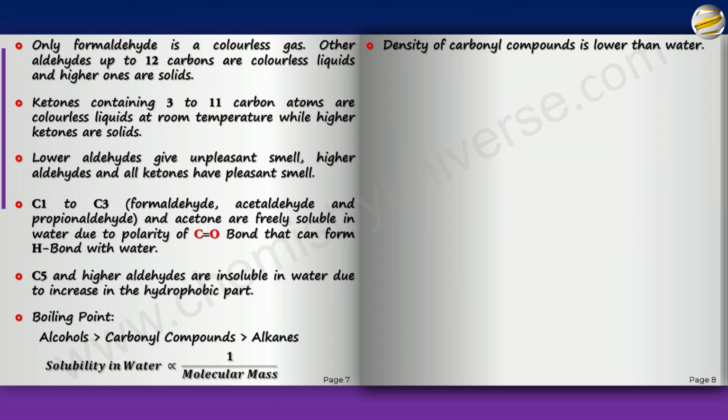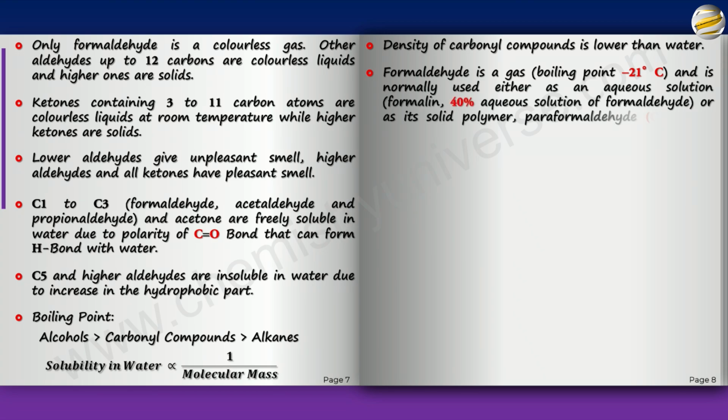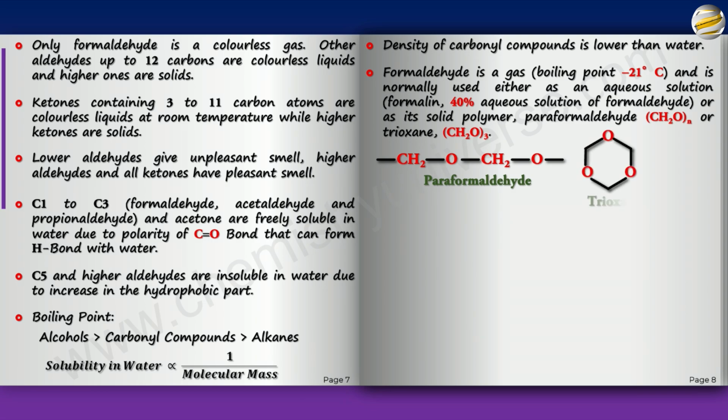And formaldehyde, as I said, is a gas, and its boiling point is minus 21 degrees Celsius, and is normally used either as an aqueous solution, formalin, as I told you, which is a 40% aqueous solution of formaldehyde, or as its solid polymer, which is paraformaldehyde or trioxane. So there are two polymers of formaldehyde. This is paraformaldehyde and this is trioxane. And I'll show you how they look.